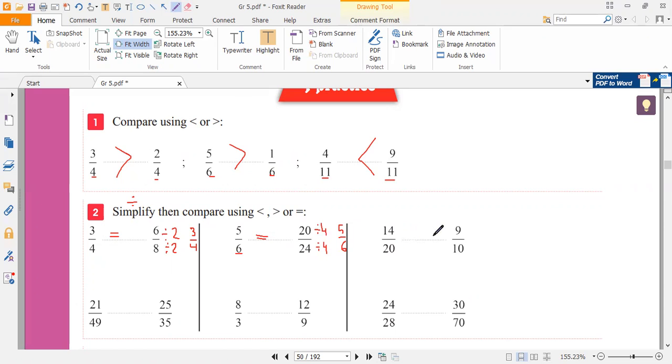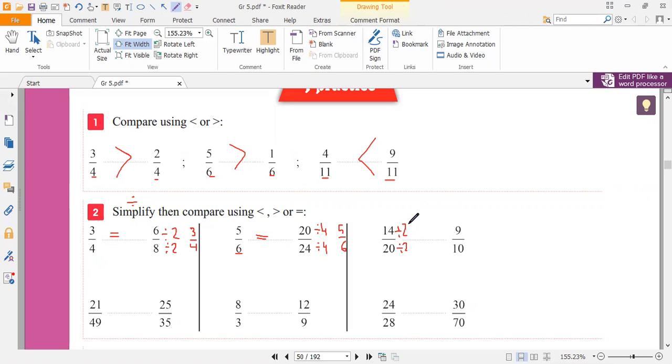Here 14 over 20 and 9 over 10, or 9 tenths. So I'm gonna look at 14 over 20. 14 and 20, are they divisible by 2? Yes. If I divide by 2, do I get 10 in the denominator? Yes. So why are 14 and 20 divisible by 2? Because they are even numbers.